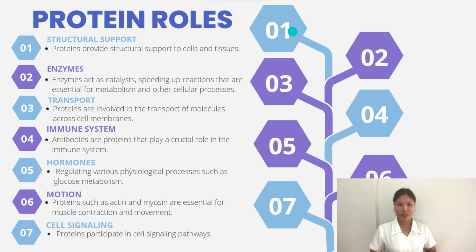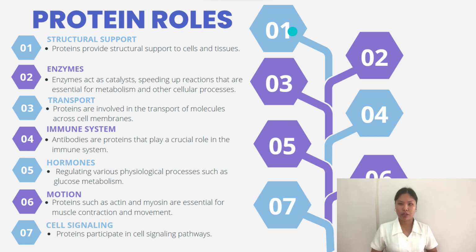Fourth, we have the immune system. Antibodies are proteins that play a crucial role in the immune system by recognizing and neutralizing foreign substances such as bacteria and viruses. Fifth, we have hormones. Some proteins, like insulin, act as hormones regulating various physiological processes such as glucose metabolism.